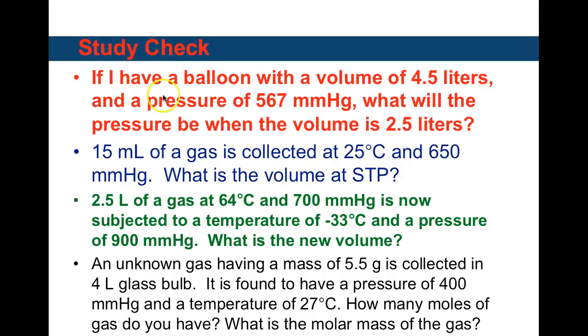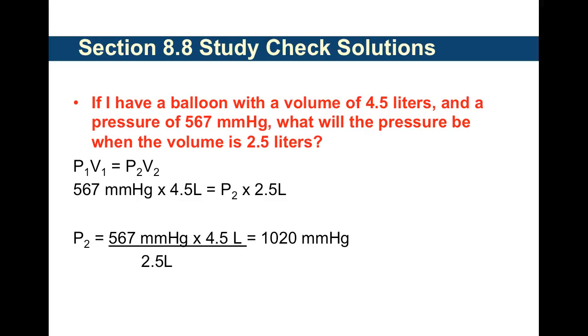So the first one was, I have a balloon with a volume of 4.5 liters, pressure of 567 millimeters of mercury. What will the new pressure be when the volume is reduced to 2.5 liters? So this is just a Boyle's law problem. So P1 V1 is equal to P2 V2.